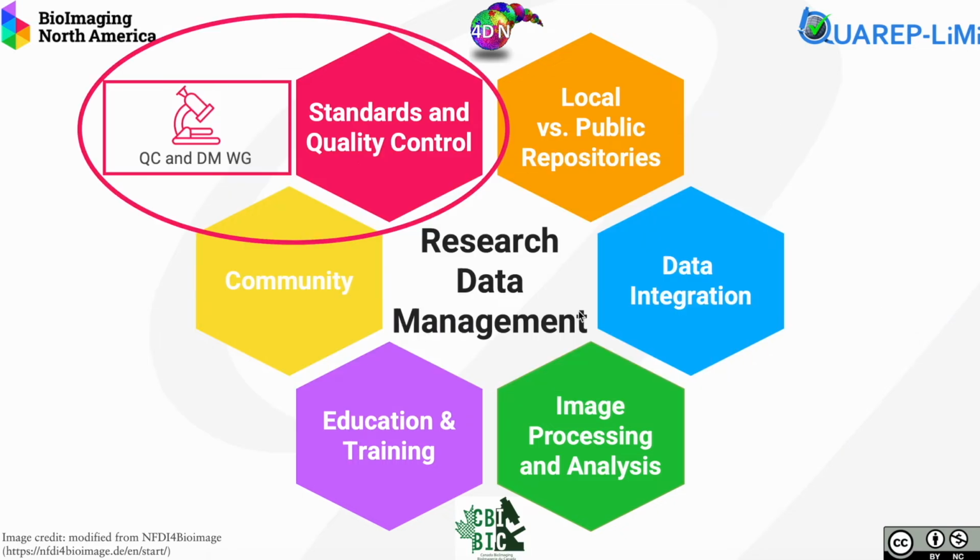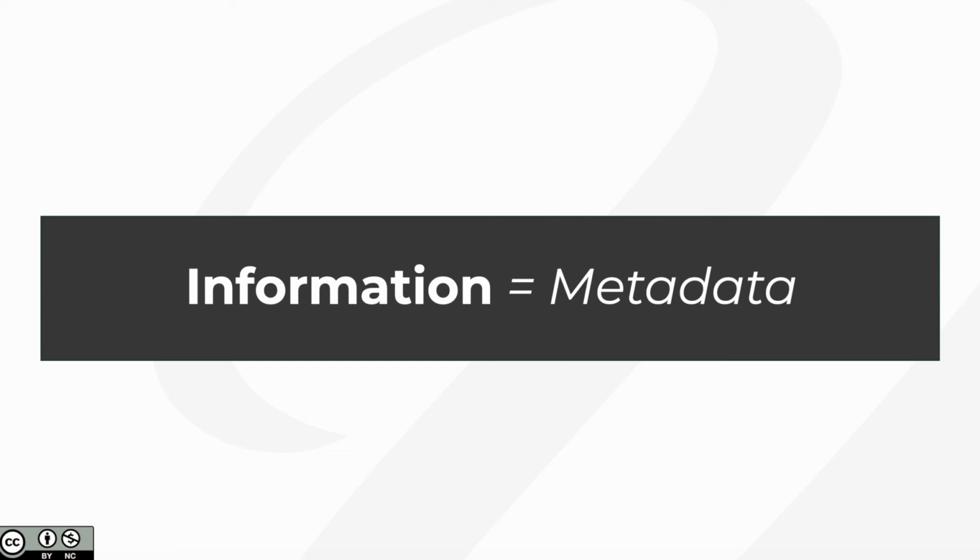In this talk, though, we're going to primarily concentrate on the standards and quality control aspects of research data management. And in particular, we're going to discuss the information that needs to be collected and reported to ensure maximal data quality and reproducibility. So I've been talking a lot about information and the management of information. So what is this information? The first thing that we need to clarify here is that the information that needs to be collected about image data is usually referred to as image metadata. You have definitely heard the term metadata before, but what does it actually mean?